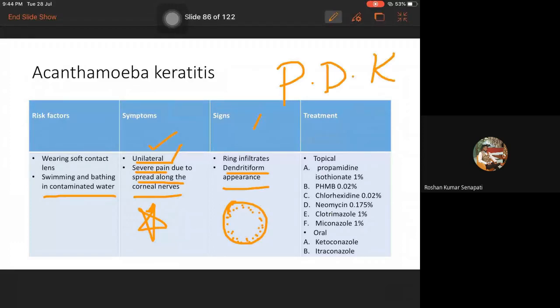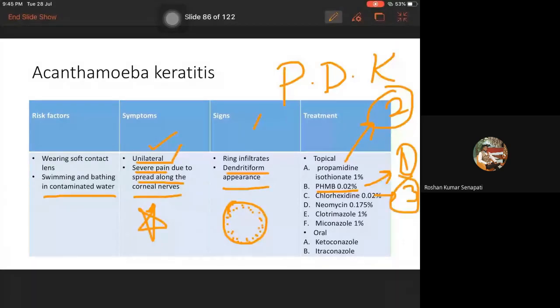So how do you treat these cases? What is the treatment of choice? The first line of drug is polyhexamethylene biguanide. Then the second line of treatment is propamidine. This is the order: first is PHMB, followed by propamidine isethionate. Third will be chlorhexidine.